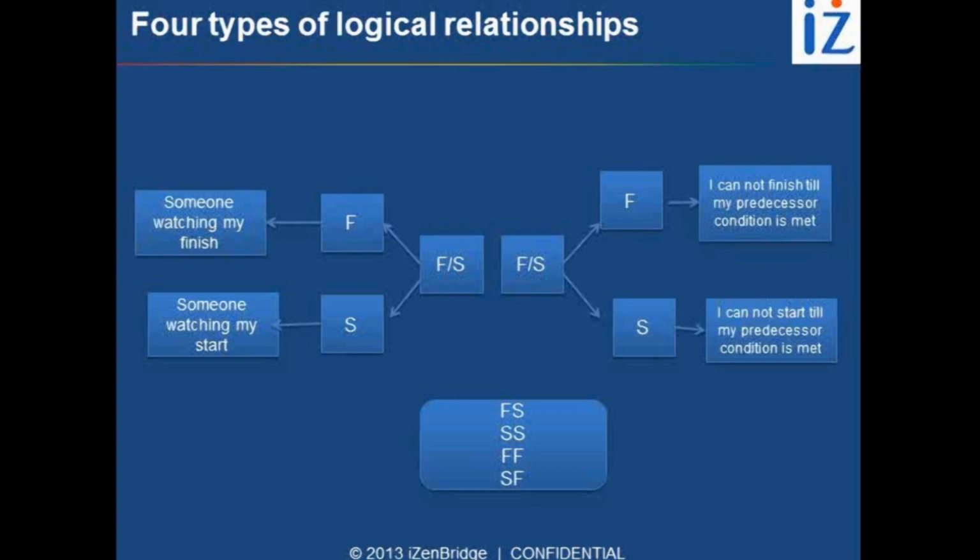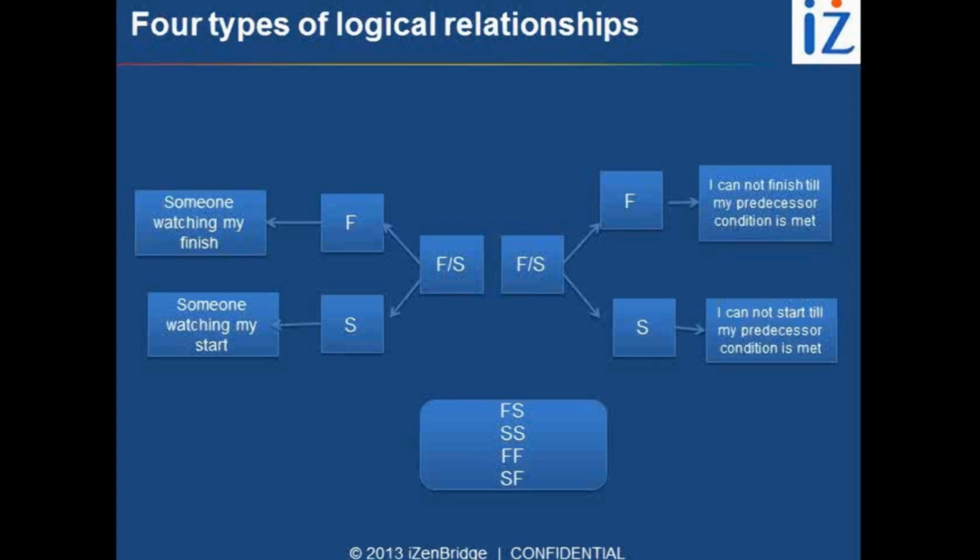The second character, again made by F or S, represents the state or condition of the dependent activity. It represents where we are applying the constraint, where the rule or limitation or condition is getting applied. If we have F as the second character, it means activity B, the dependent activity, cannot finish. If we have S as the second character, it represents that the dependent activity cannot start till the time the condition is met.